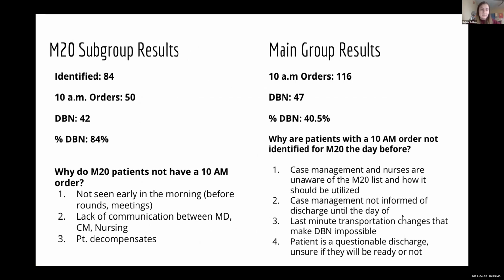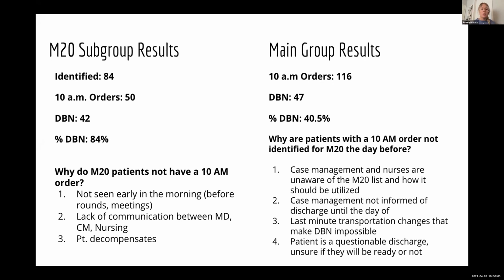And then I'll go ahead and talk about the M20 subgroup. We had 84 identified, 50 of those had a 10 a.m. order, and 42 of those were discharged by noon. So that was a percentage of about 84. We also looked at why M20 patients did not have a 10 a.m. order if they were identified the day before as needing to be discharged by noon. That came down to communication and new patient decompensation.